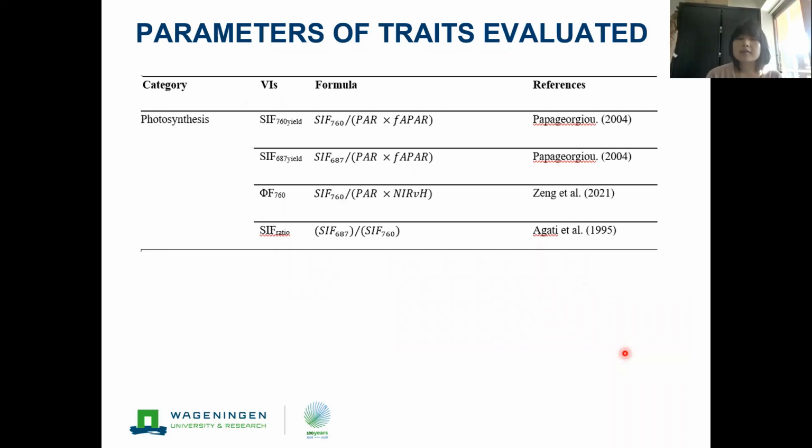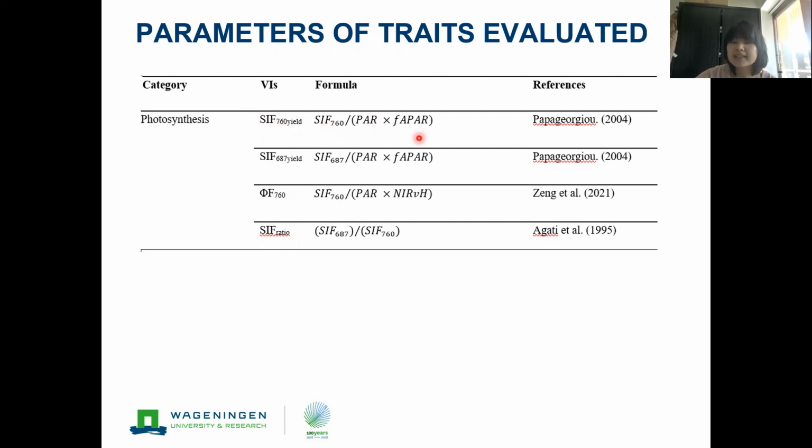So we selected some parameters to evaluate their performance in water stress detection. Because we are more interested in the physiological response of the crop, which is linked to photosynthesis, we applied SIF yield, the fluorescence emission yield at 760, and also the SIF ratio.